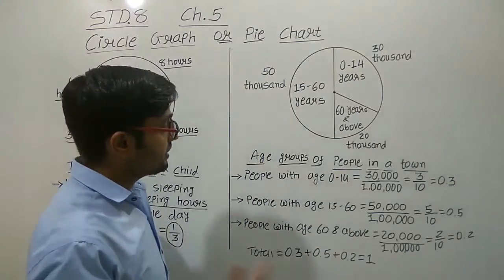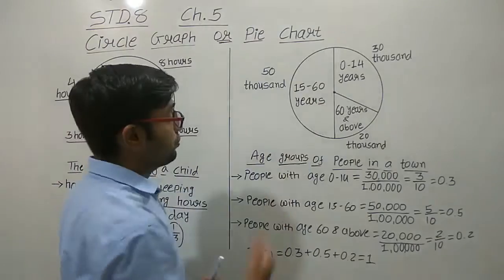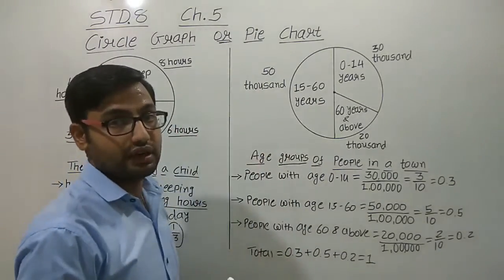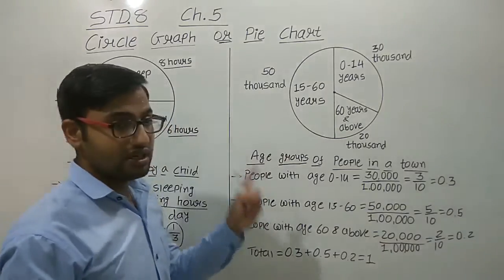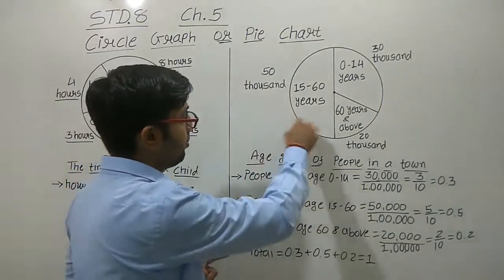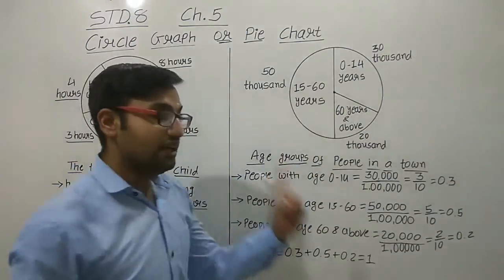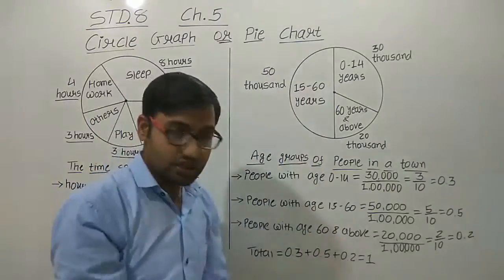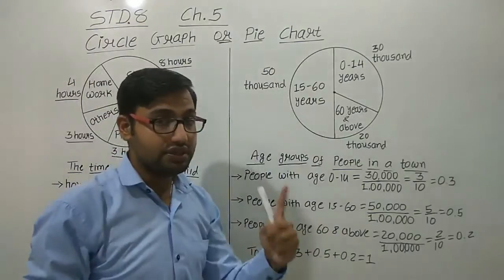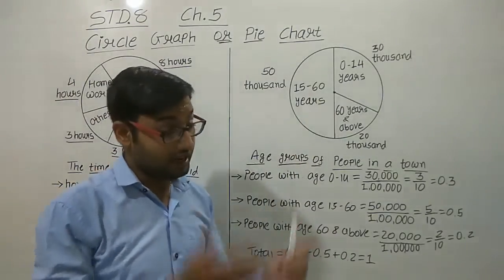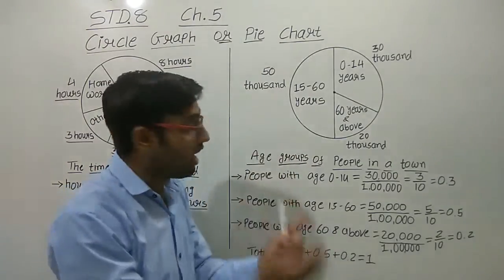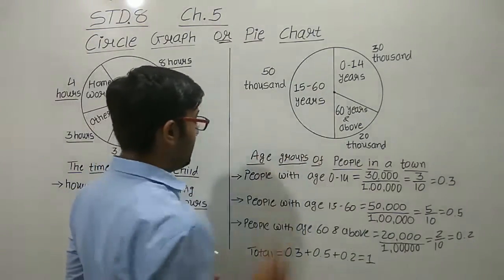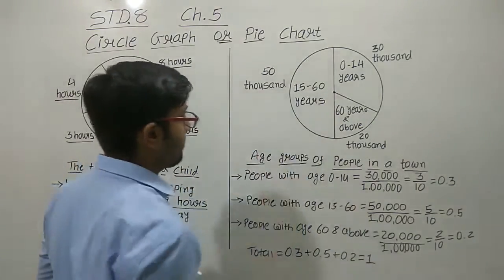So you can see that this portion, 15 to 60 years, covers the half portion of the circle, right? That means now we can say that the fraction of this age group will be equal to 1/2, because 1 means the total circle, the area of the total circle, and 1/2 means the half circle, the area of the half circle. So let us calculate one by one.